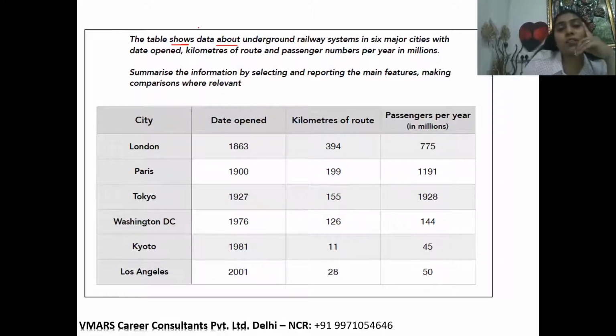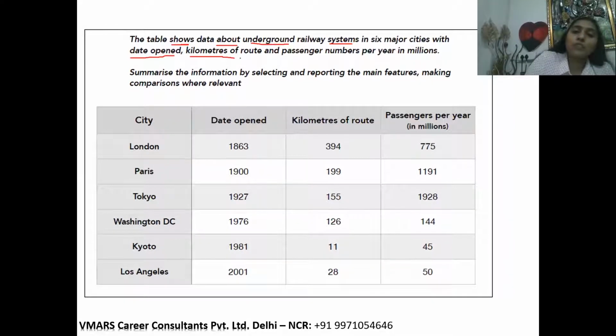Any synonym for underground? Subway. Subway is the synonym for underground. Railway system. Any synonym for system in connection with railway? What do we call it? The railway whole wide network. Okay, railway network in 6 major cities with date opened. How can we express it in a different way? With opening date. Very good.